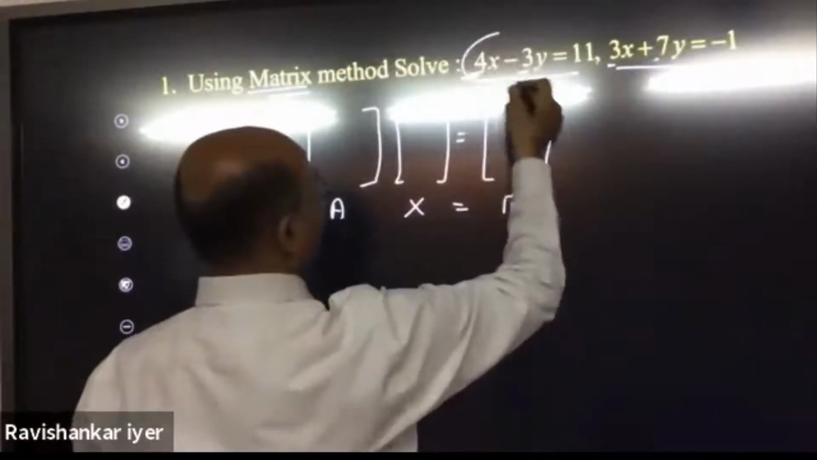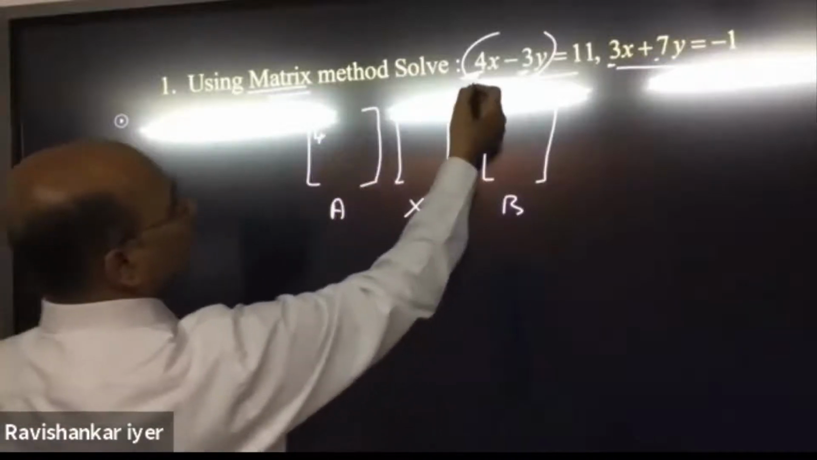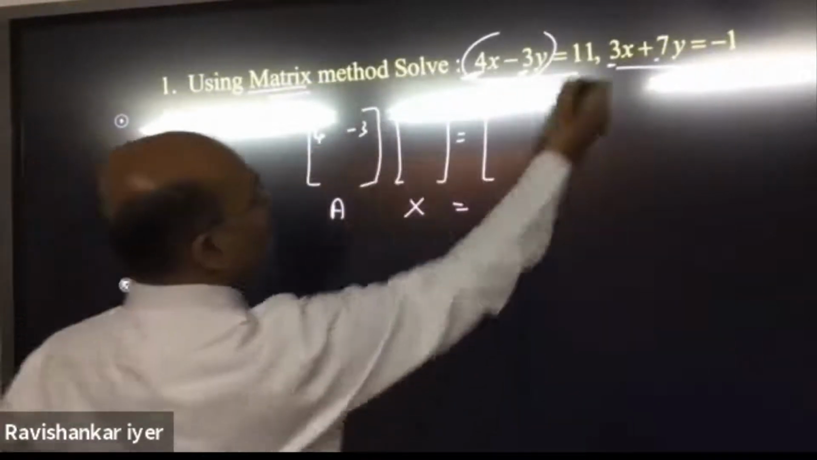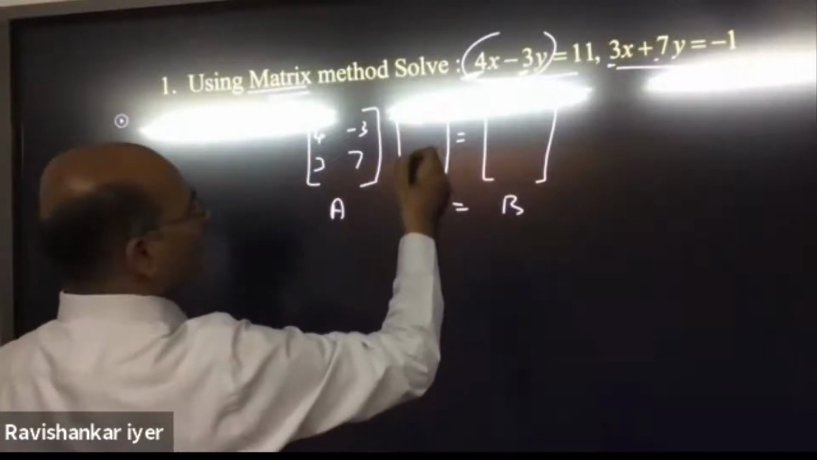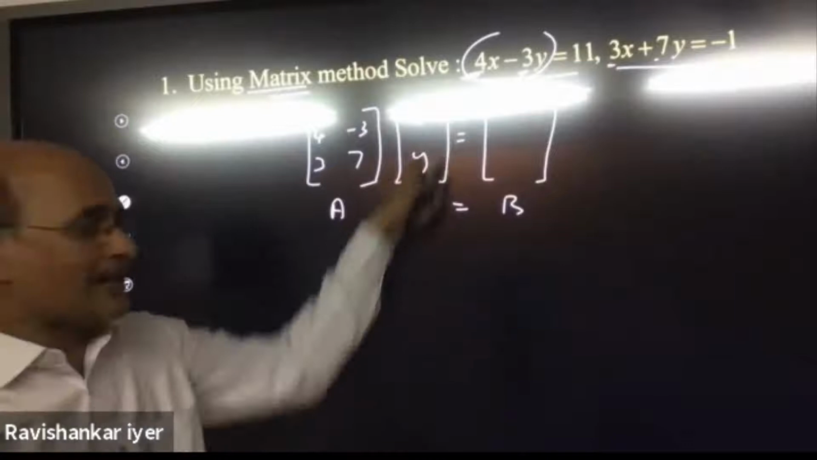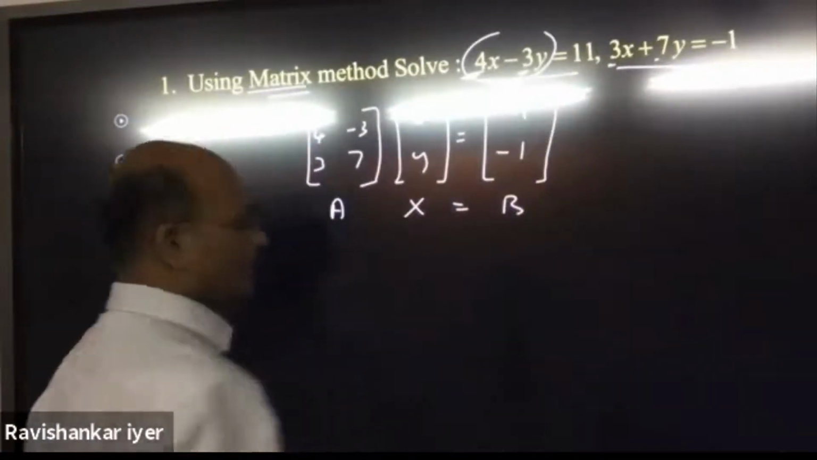So for this side, what is the coefficient? 4, minus 3, 3 comma 7, and x comma y. X is the unknown matrix, equal to 11 and minus 1.